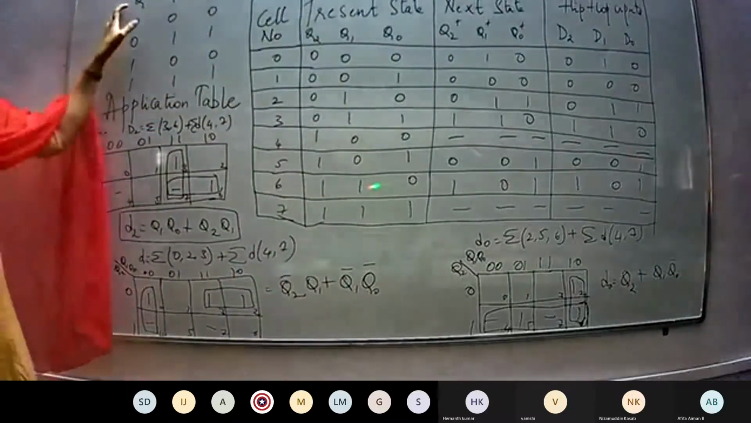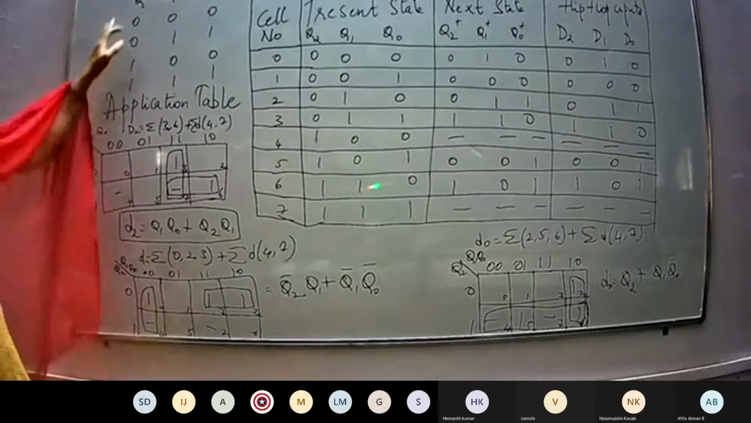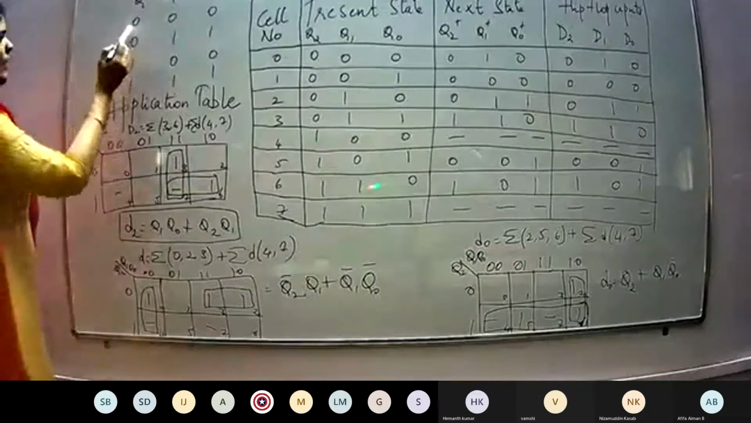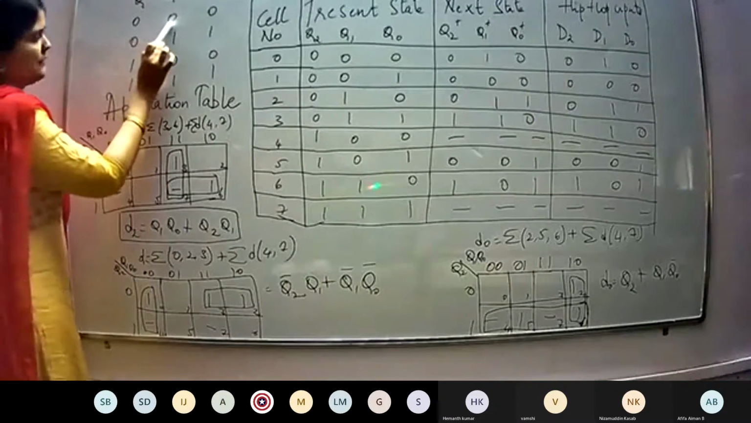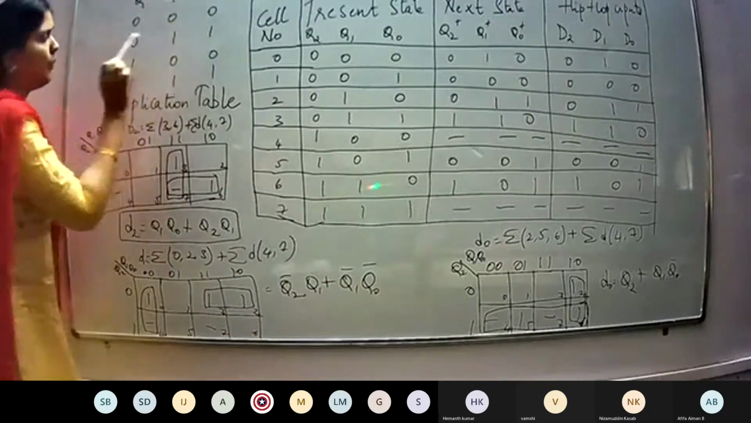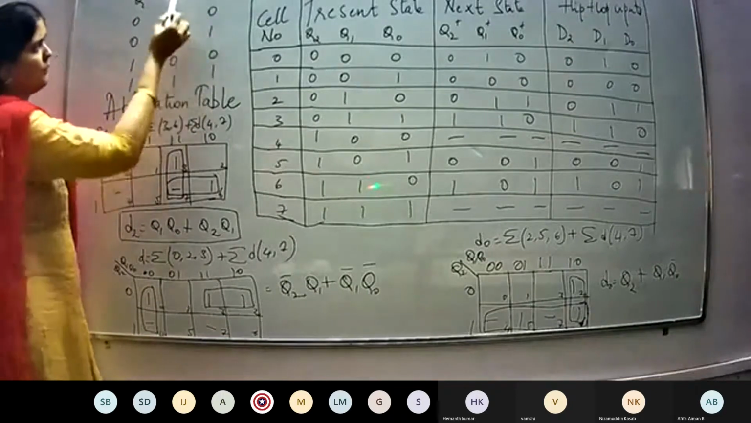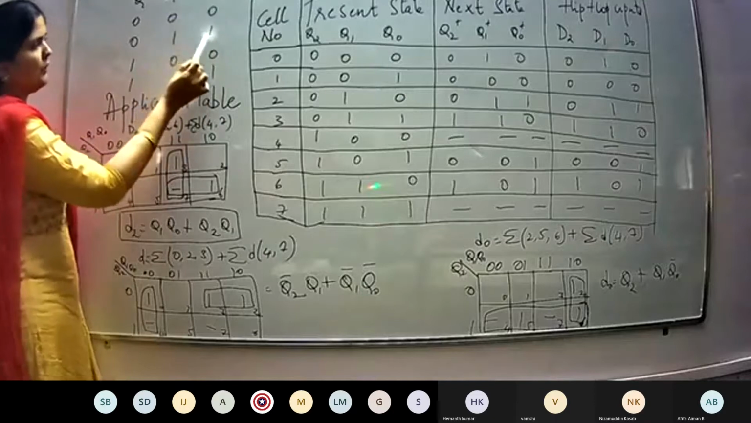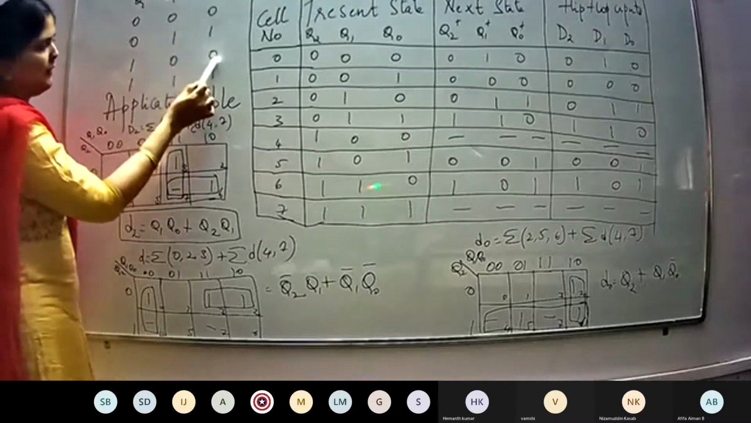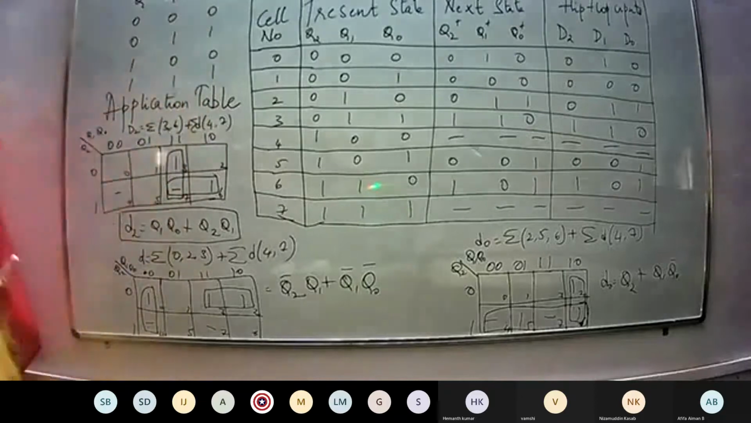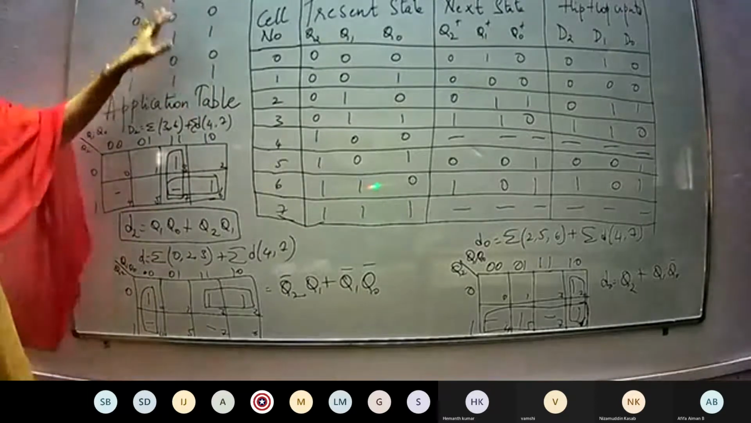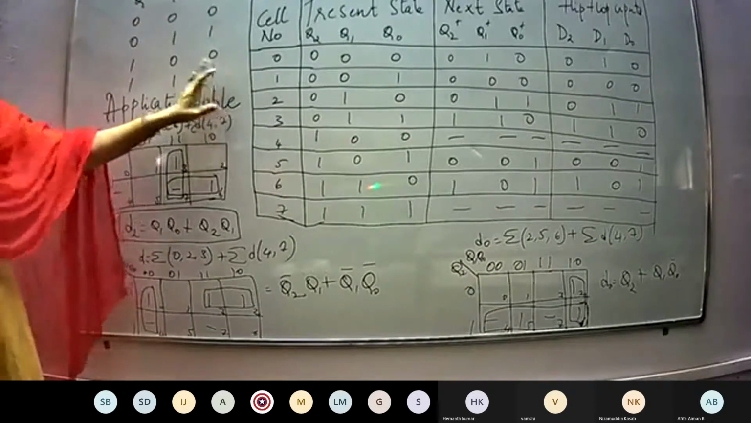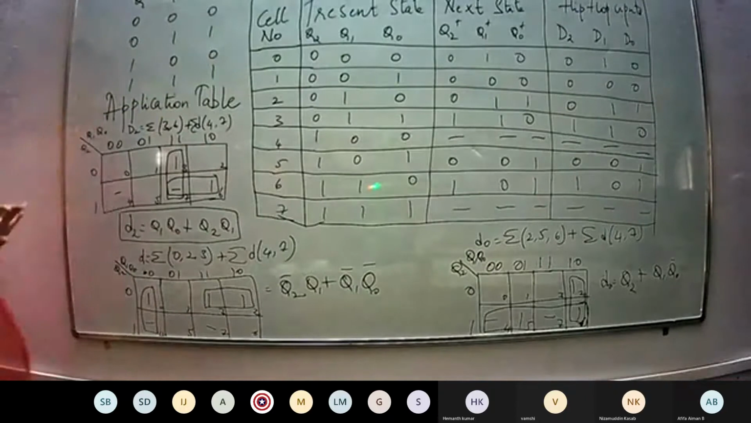For this purpose, we are having an application table for D flip-flop. So what is that application table? Q plus, D. So previous state, if it is 0, next state is 0. That means whatever is the D, the same will be the next state. If D is 0, the next state will be 0. If D is 1, the next state will be 1. It will follow the same as the D flip-flop. The output will follow whatever input you are giving. So now this is the application table.